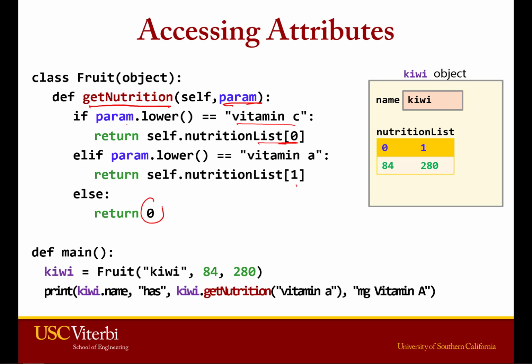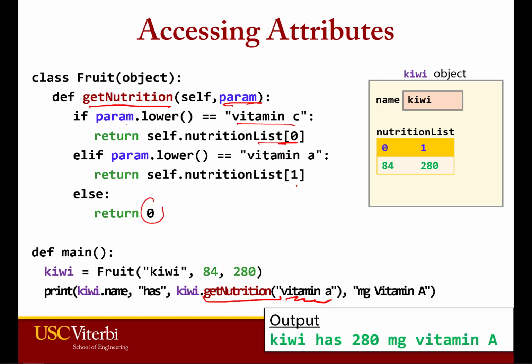Now here's the beauty of this. When you go back to main, you can say kiwi.getNutrition, and then you just pass in what you're looking for, vitamin A. What's really nice about this is that now in main, we don't have to worry about what column we're looking at, what index we're looking at, whether we're using a list or a dictionary or whatever. We don't care. That's all washed away. All we have to do is worry about this method, getNutrition. That's it. It's made using this class in main much easier.